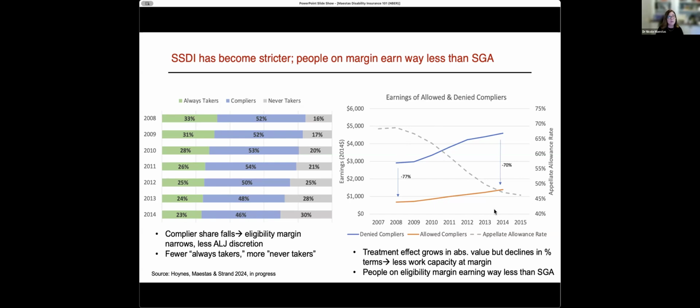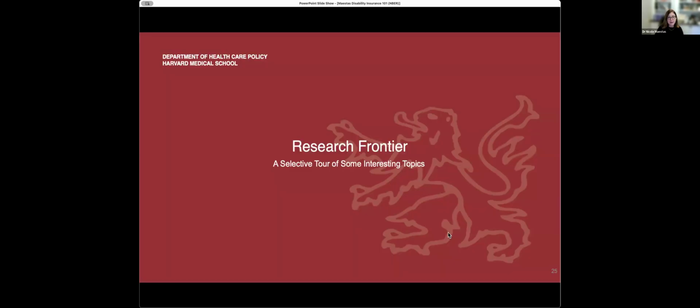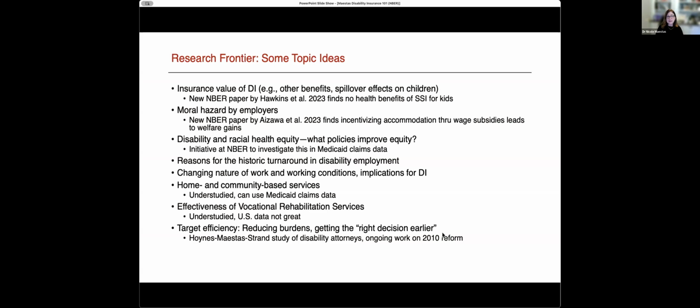Okay, and this is the allowance rate at the appellate level, which is, there are two levels that I didn't talk to you too much about. But anyway, that's basically what I wanted to convey to you about the program itself. And maybe I'll just stop on a slide here that has a very incomplete listing of some topics that are on the research frontier, so to speak.